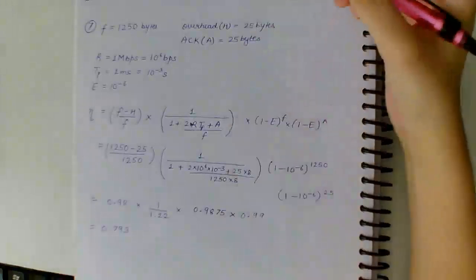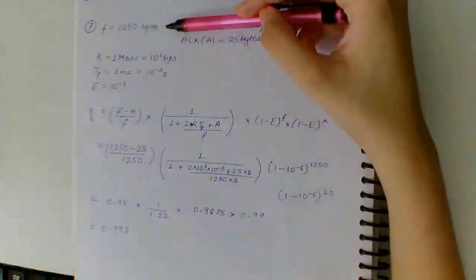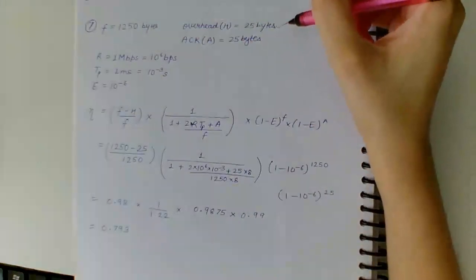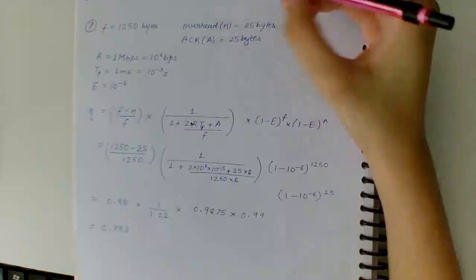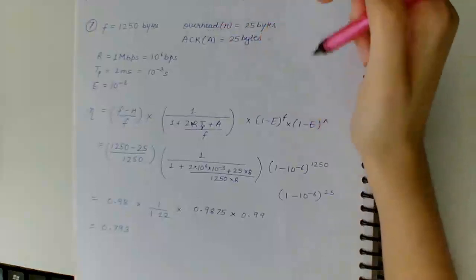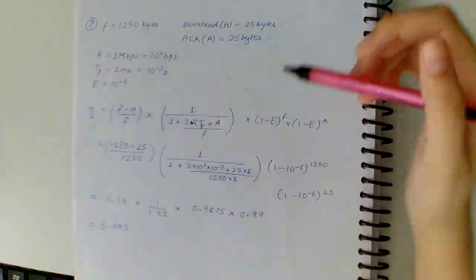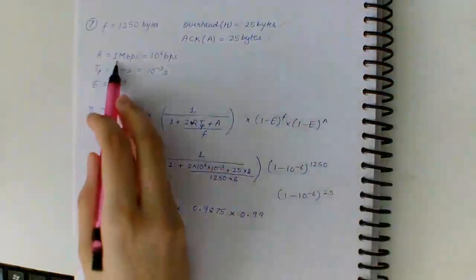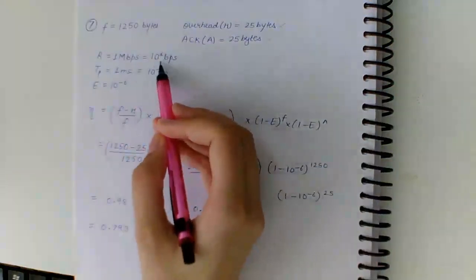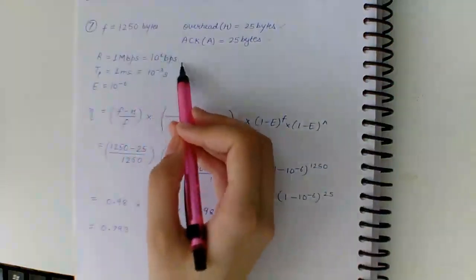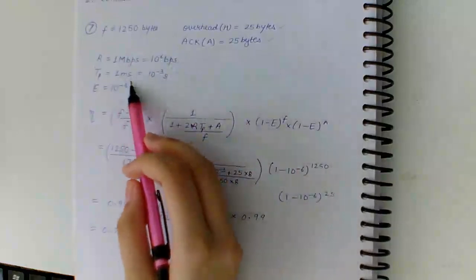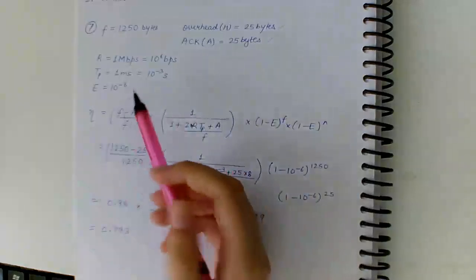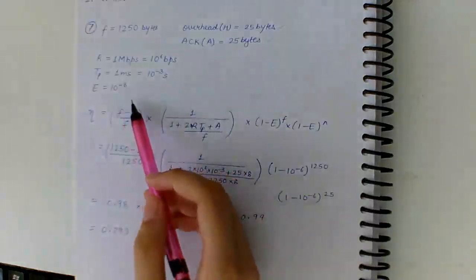Suppose the frames are 1250 bytes long, including 25 bytes of overhead. Also assume the acknowledgement frames are 25 bytes long. Calculate the efficiency of stop and wait ARQ in a system that transmits at R equal to 1 Mbps, that is 10 to the power 6 bits per second, that is the channel capacity, and propagation delay of 1 millisecond, that is 10 to the power minus 3 seconds, for a channel with a bit error rate of 10 to the power minus 6.